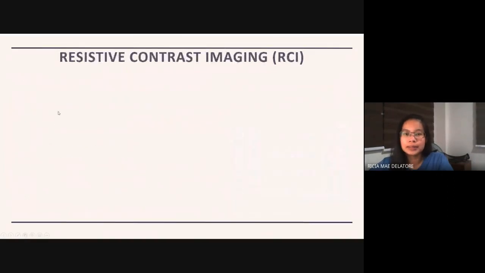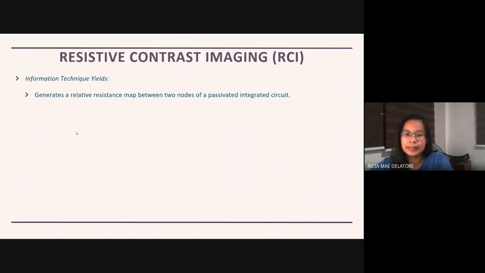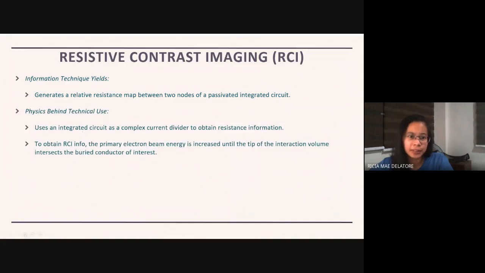The next technique is called resistive contrast imaging or RCI. It generates a relative resistance map between two nodes of a passivated integrated circuit. The physics behind RCI is that it uses an integrated circuit as a complex current divider to obtain the resistance information. Also, to obtain the RCI information, the primary electron beam energy is increased until the tip of the interaction volume intersects the buried conductor of interest.